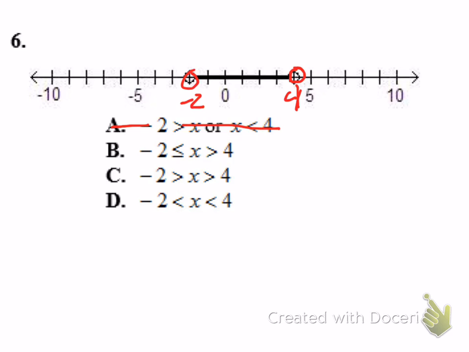B, C, and D all look this way. I can eliminate B because of the equal to. In answer choice C, notice the signs are facing the wrong direction. D is the only one that works: -2 is less than x is less than 4.